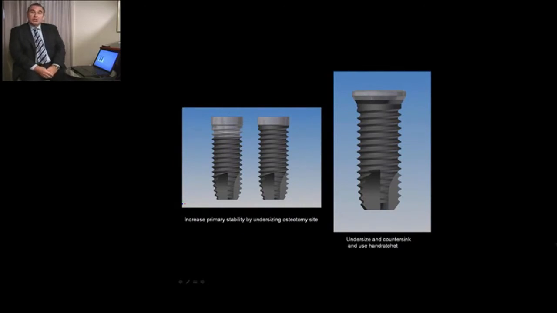One way, looking at a traditional parallel-walled or straight-wall implant, that I believe we can increase primary stability is by undersizing the osteotomy site. I use undersized drills to place my implants in virtually all qualities of bone. In type 4 bone, I will use a 2.75 millimeter twist drill or at most a 3 millimeter twist drill to seat a 4 millimeter implant. Even in the densest of bone, type 1, I would never go larger than a 3.15 millimeter drill to insert the 4 millimeter implant.